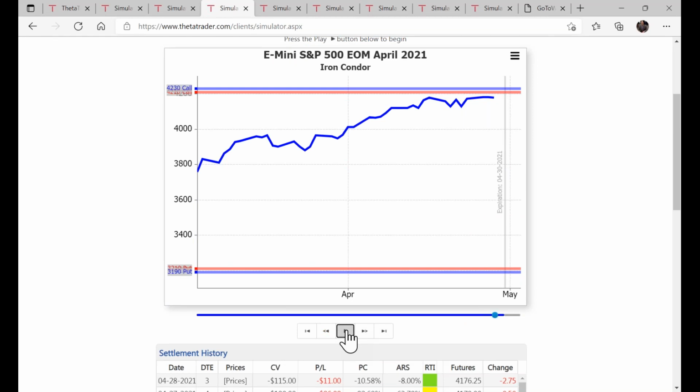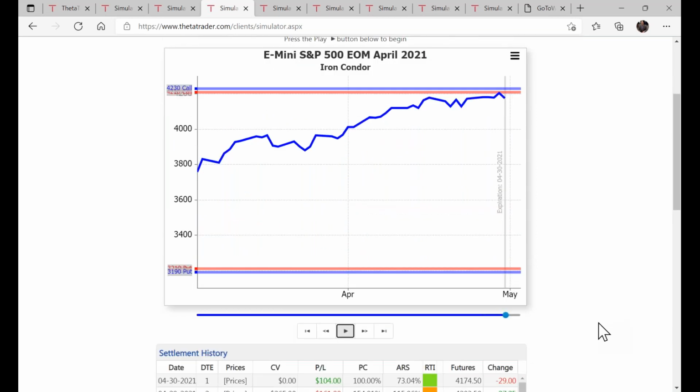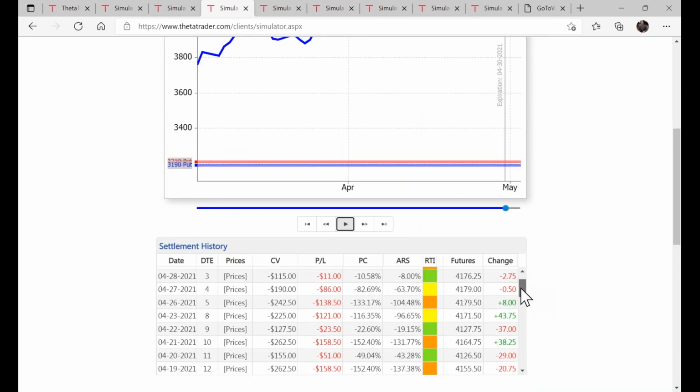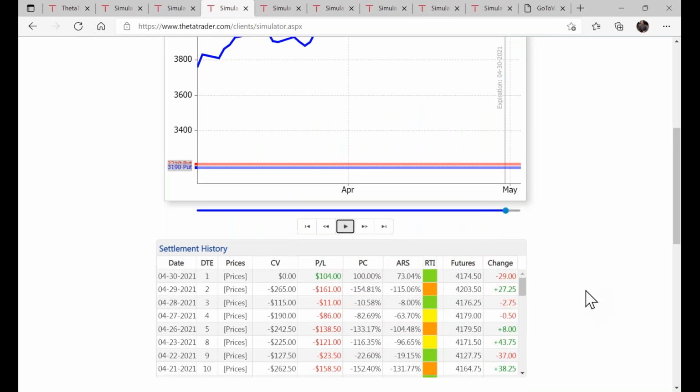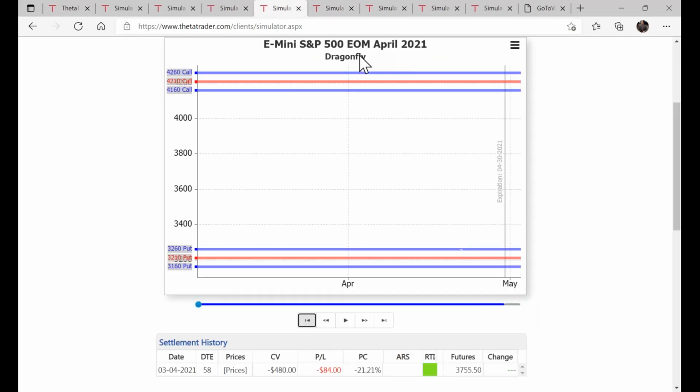But still do nothing. And then finally at the end, the trade works out and it's profitable. But you were kind of on the edge of your seat a little bit here for the last few days of this trade with that Condor. Now remember, this is the April end of month. So here's the April end of month Dragonfly for that same expiration.